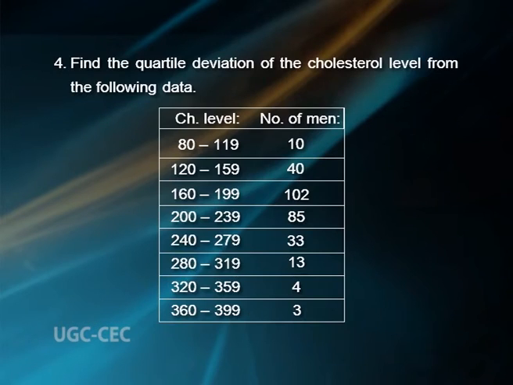Question 4. Find the quartile deviation of the cholesterol level from the following data. Cholesterol level 80 to 119, 120 to 159, 160 to 199, 200 to 239, 240 to 279, 280 to 319, 320 to 359 and 360 to 399. Number of men 10, 40, 102, 85, 33, 13, 4 and 3.